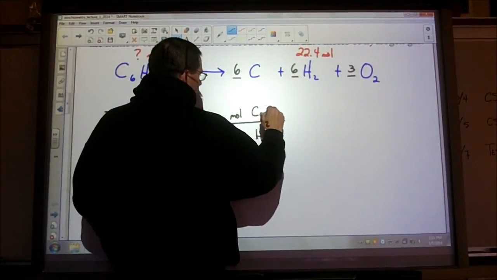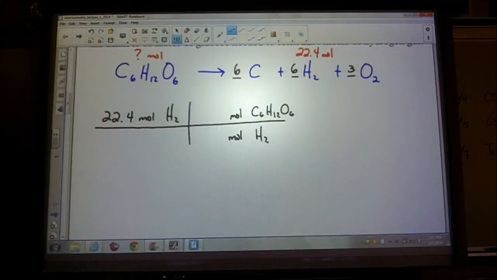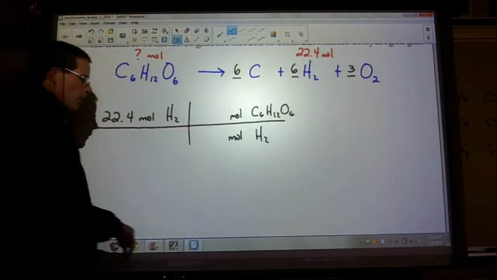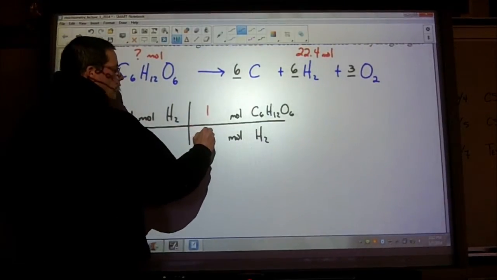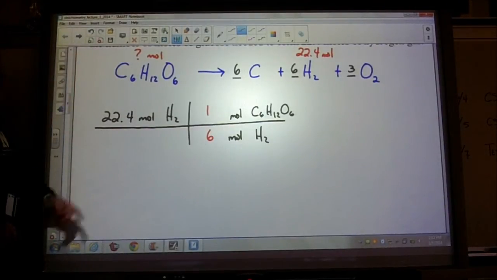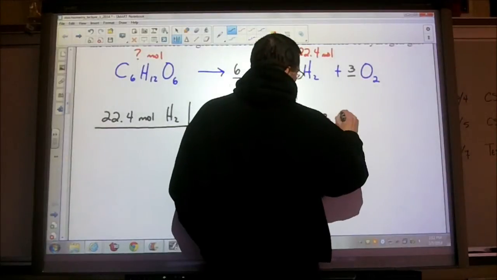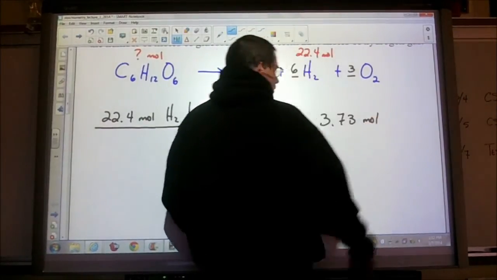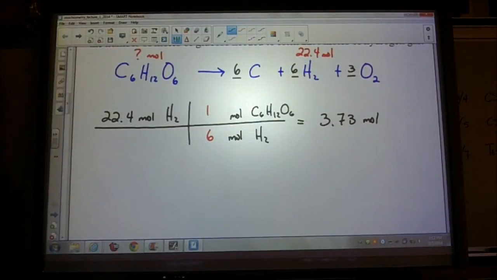Again, the reason we have to change it to moles is because these don't have identical molar masses. However, if I have 1 mole of each, then I have the same number of particles, and that's what we're looking for. So what values go in front of the hydrogen and glucose? A 6 and a 1. Okay. And what does the question want it in? Moles. So we're done, aren't we? Yeah, it's 3.73. That wasn't hard. Isn't that easy? Super easy.